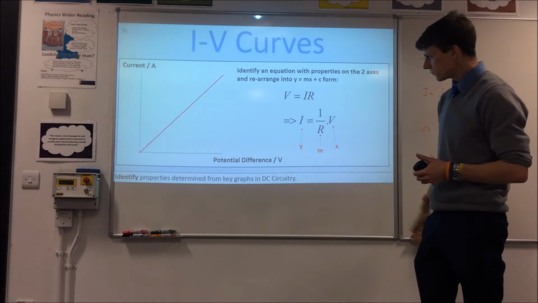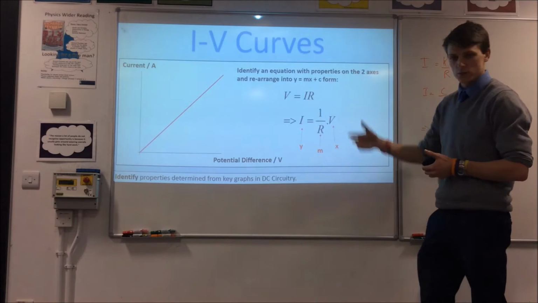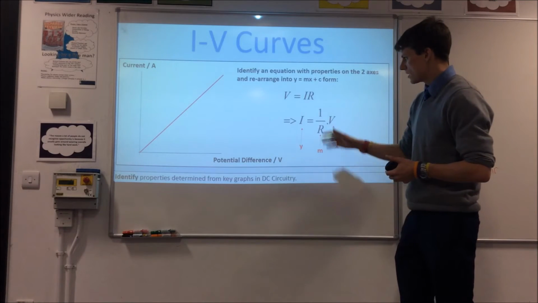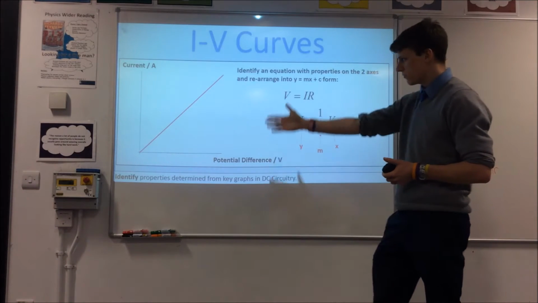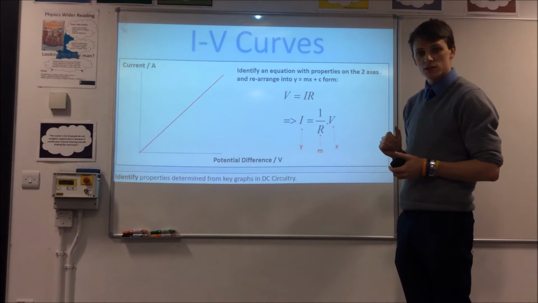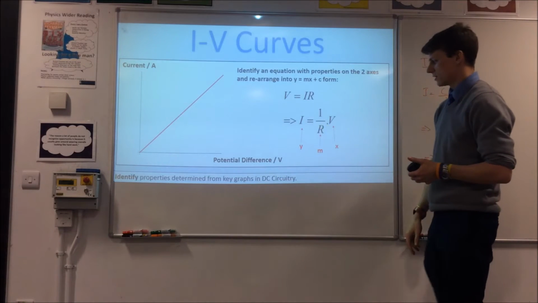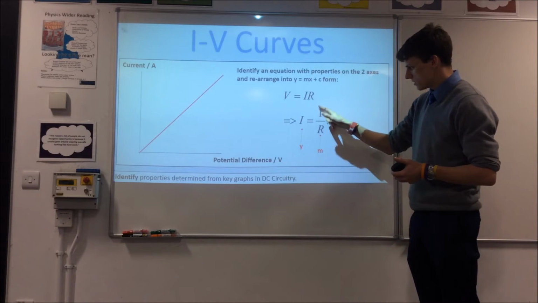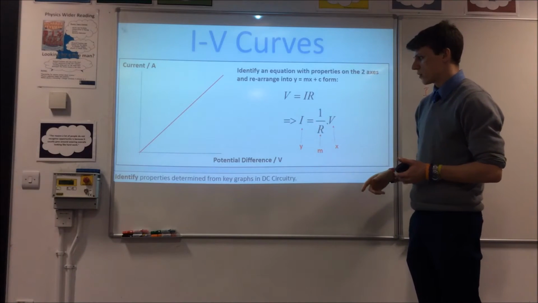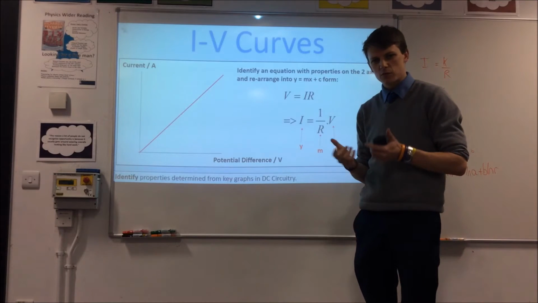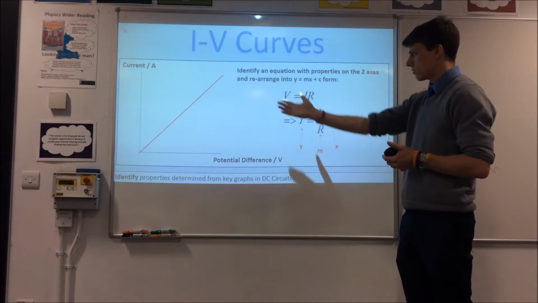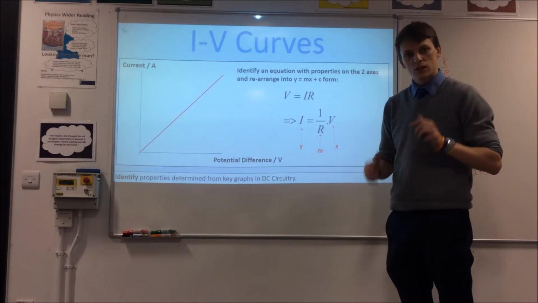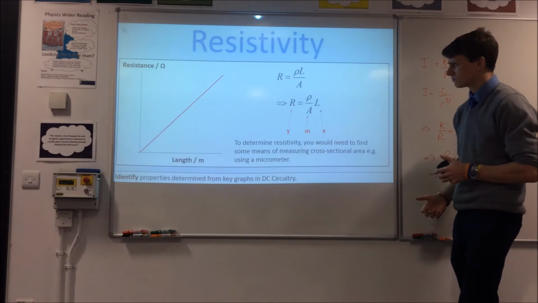From your formula sheet, you'll be familiar with this equation here, and we want it in y equals mx plus c form for this graph. So we need to make I the subject, so that's what we've done here. What you can see from this is that the gradient of this graph is 1 over the resistance. So it gives us an idea of what the resistance of the component is from the graph. That's the first one we want to look at.